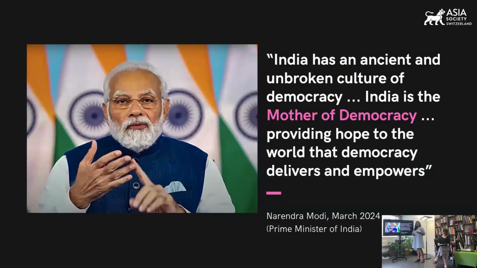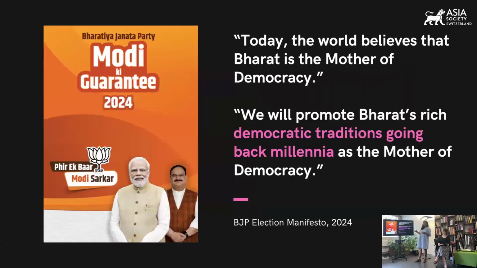Modi, of course, has made a big deal in the last few years, especially about how India is the mother of democracy. And even the election manifesto this time claimed that they will promote India's rich democratic traditions that go back to millennia. And he has, on various occasions, pointed to the Indian epics to find elements of democracy or democratic processes to support his claim.